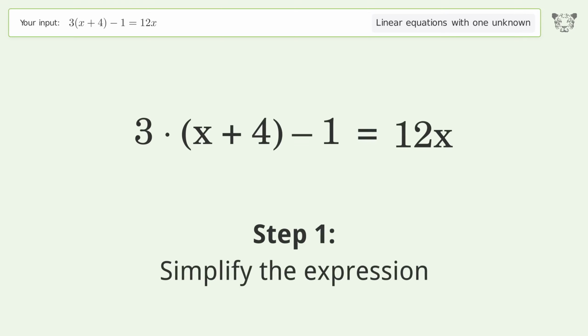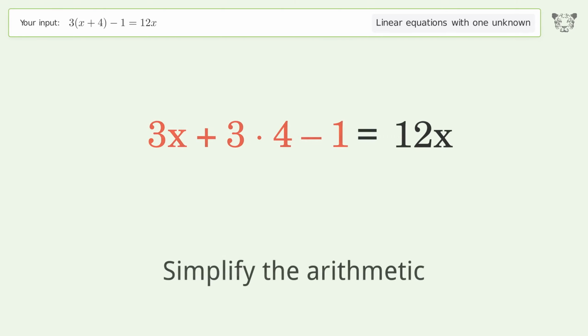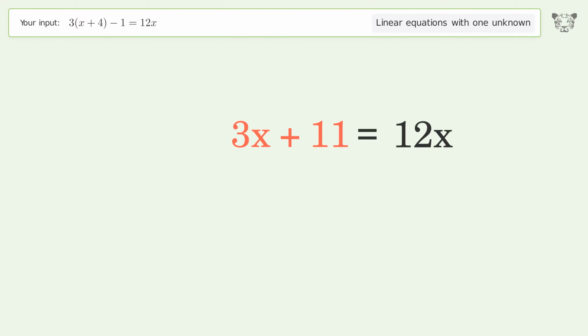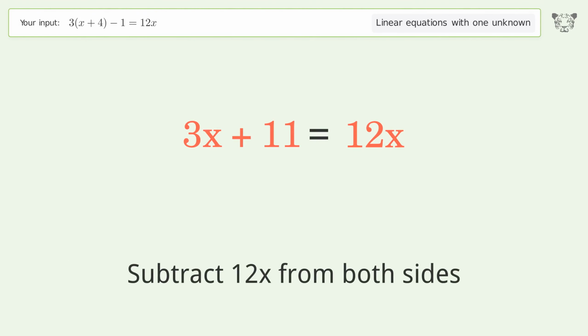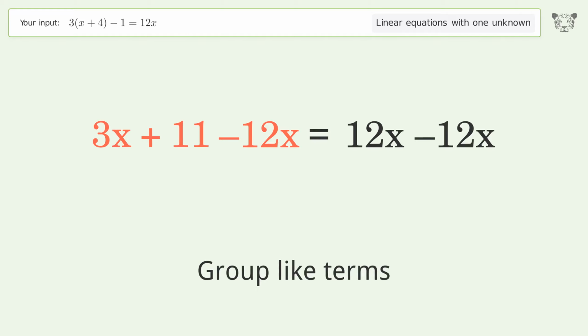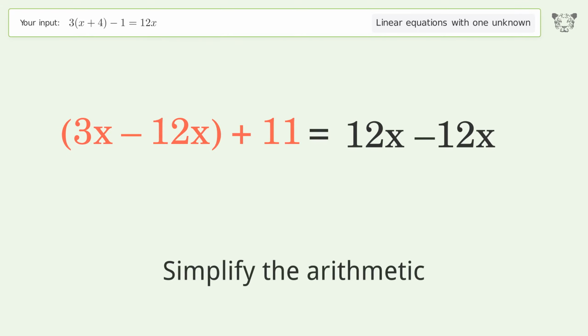Simplify the expression. Expand the parentheses. Simplify the arithmetic. Group all x terms on the left side of the equation. Subtract 12x from both sides. Group like terms. Simplify the arithmetic.